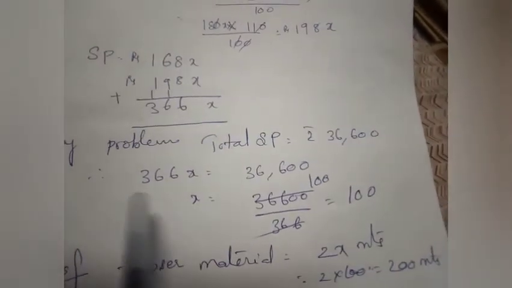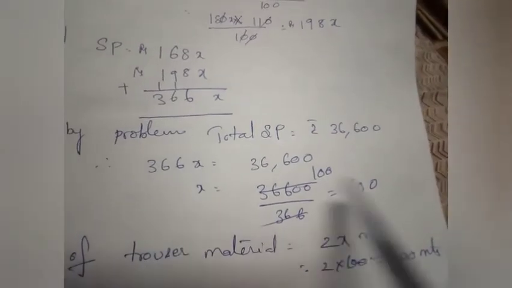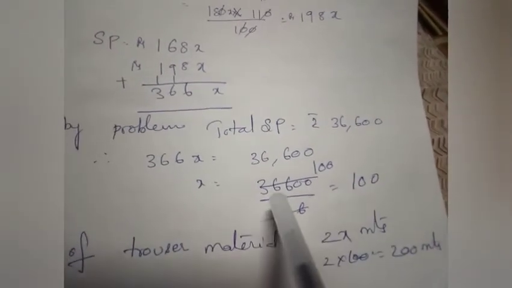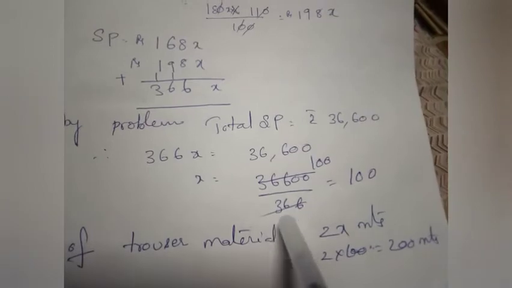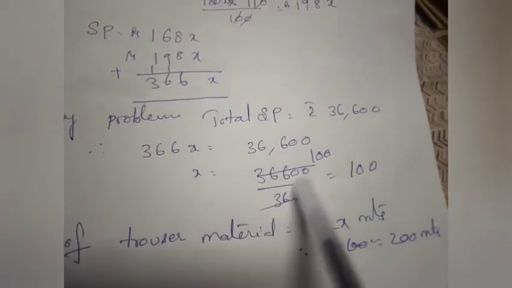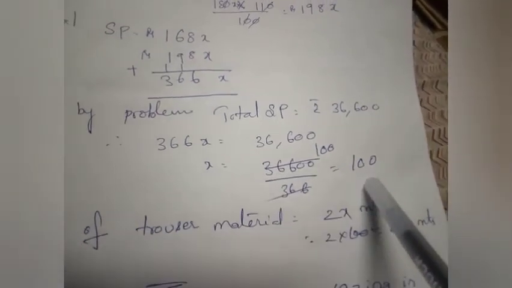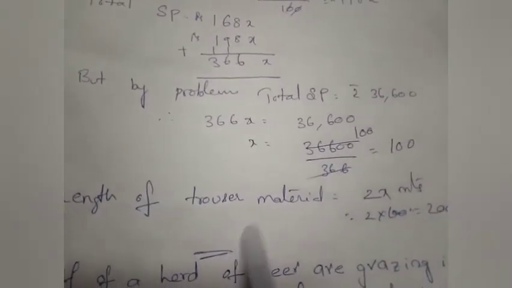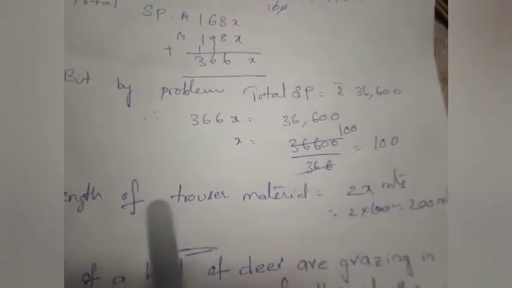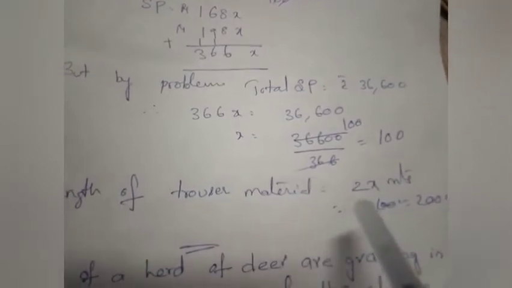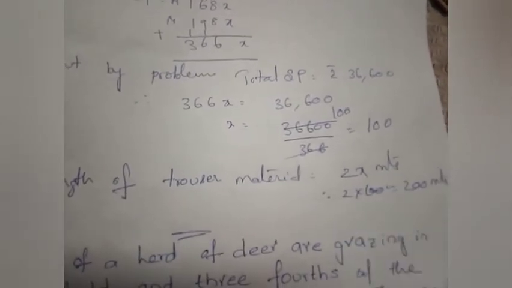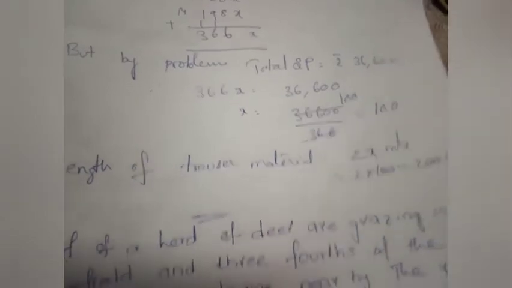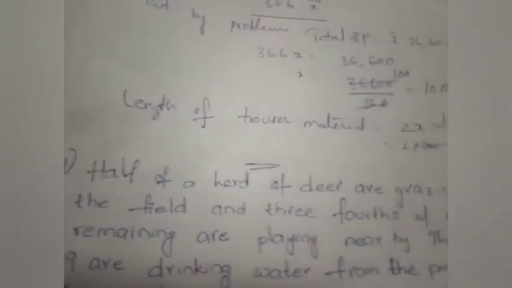Now x is equal to, I am sending this 366 that side. So 36600 by 366, the 366 cancels and 100 is there. So x is equal to 100. Now the length of trouser material is equal to, those are in 3:2 ratio. So 2 into x is equal to 2 into 100 is equal to 200 meters. That is the solution.